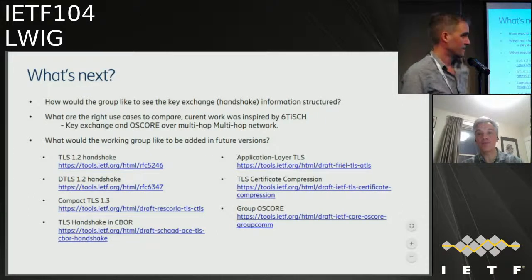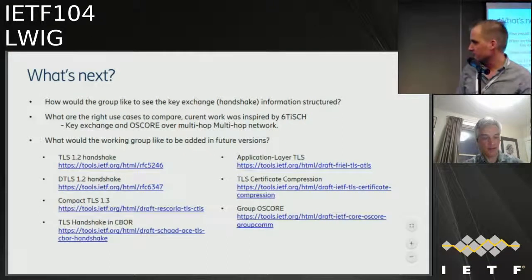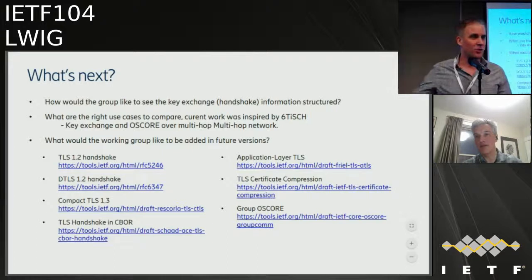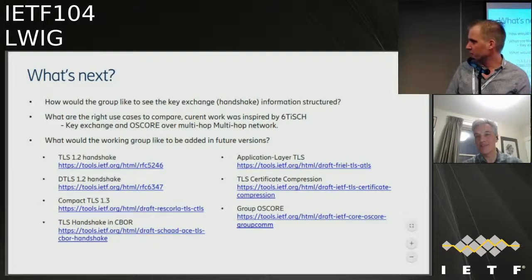Yeah. That's a good suggestion. There are actually two different compressed TLS drafts recently submitted to IETF. It's Compact TLS 1.3, or CTLS, submitted by Eric Rescorla to the TLS working group, and TLS handshake in CBOR, or TLS C, submitted by Jim Schaad to the ACE working group. These are definitely potential additions in the future. I would wait a couple of meetings to let them gain some stability before adding them, so we don't have to do changes every meeting.